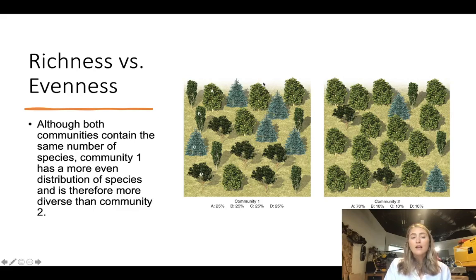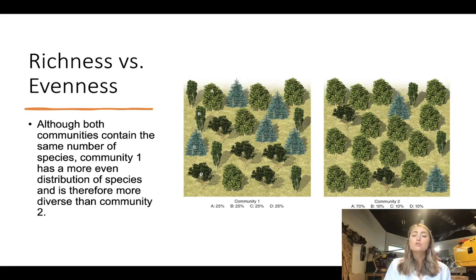Community 1, however, has more species evenness because we have a more even distribution, or relative abundance, of each of the species. In Community 2, we only see 2 versions of species D. Same thing with species B. We only have 2 versions, and then we have a really high abundance of tree species A. So even though they have the same species richness, we would say that Community 1 is more diverse than Community 2 because we have a higher amount of species evenness. So we want an even distribution of all species.